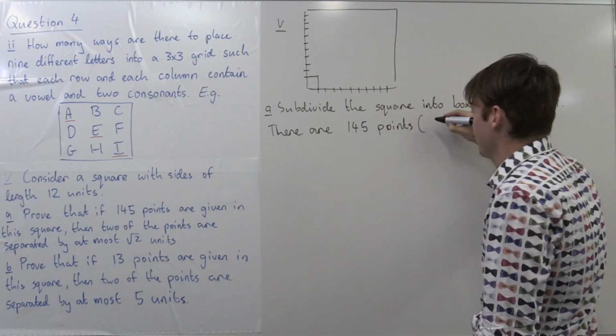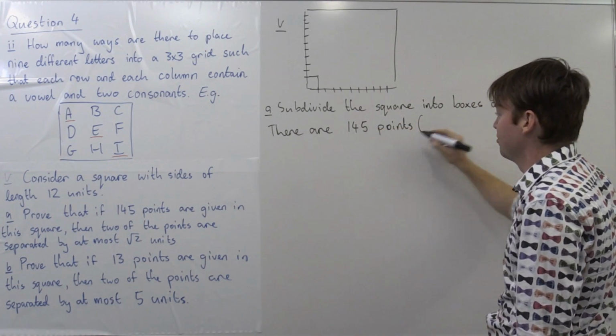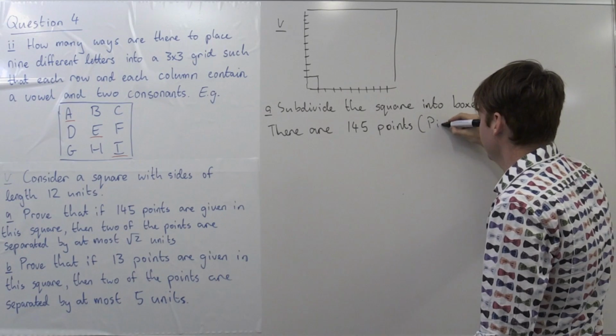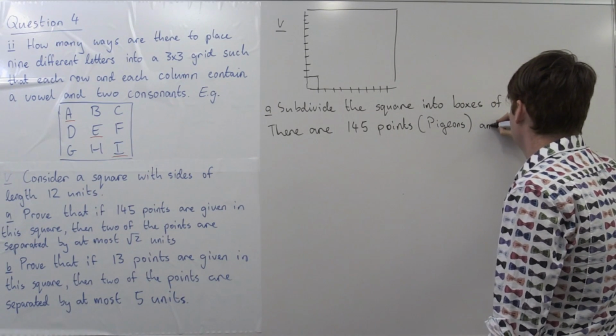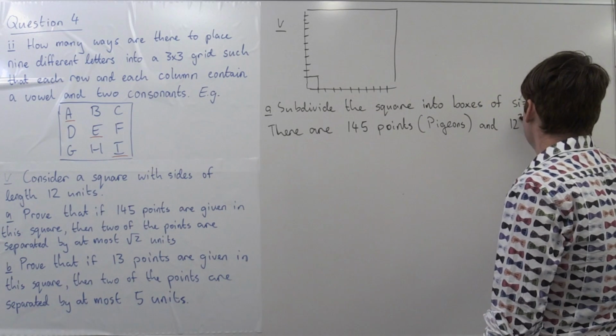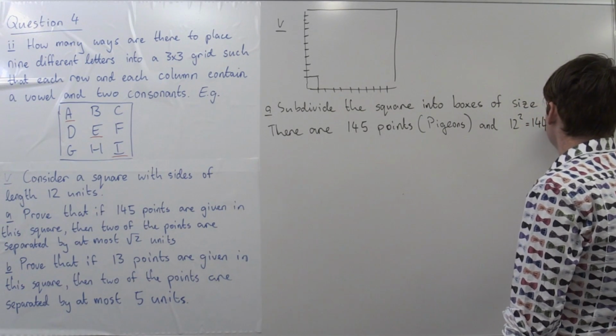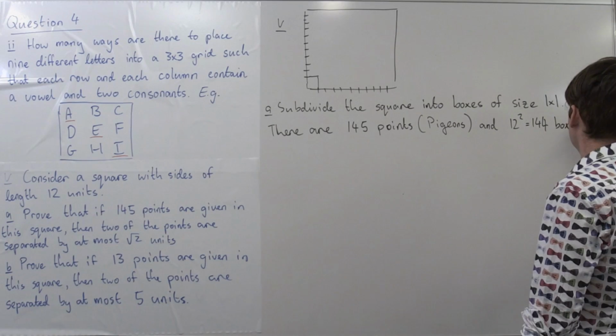I like to remind myself how this is going, so I like to say there are 145 points, and these are going to be my pigeons. And 12 squared equals 144 boxes, which are my holes.